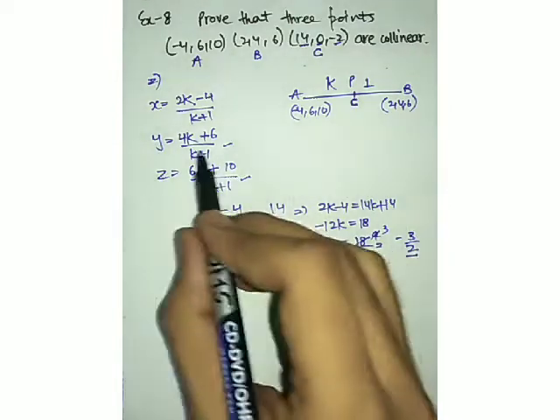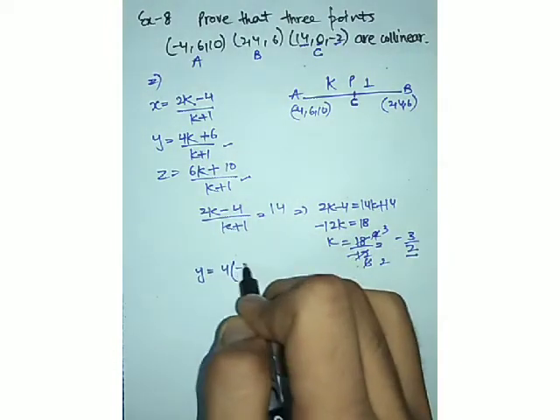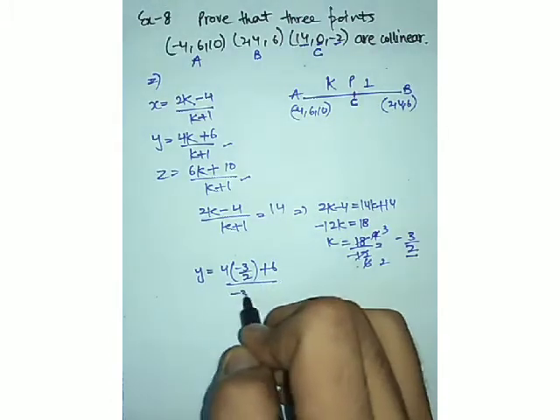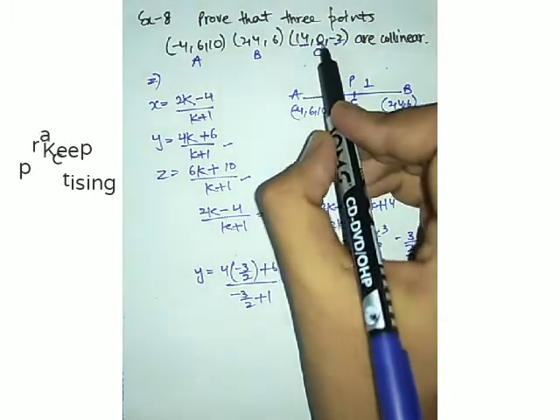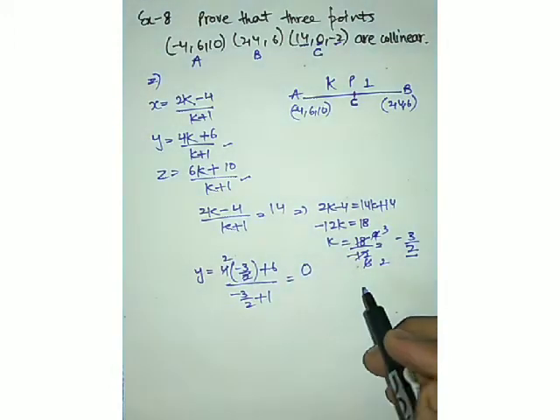It's -3/2. Find the Y coordinate. Y is equal to 4 times K, that is -3/2, then plus 6 upon K plus 1, that is -3/2 plus 1. So we have to get 0, right? So 2 twos are 4, -6 plus 6, yes. So the Y coordinate is 0.